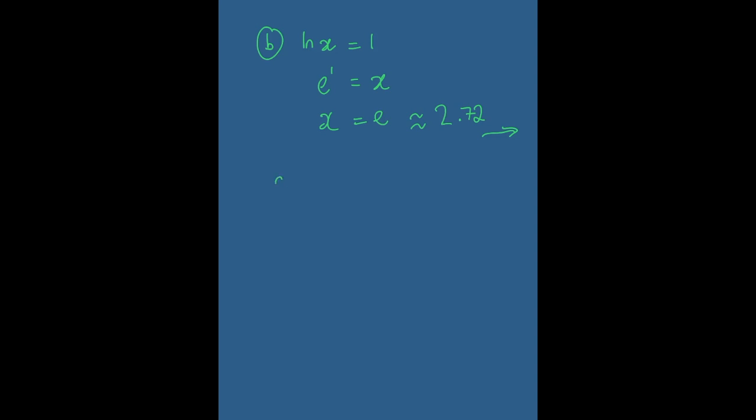Now, number C, you don't need your calculator either because this is saying ln of x is equal to 0. So that is saying that e to the power of 0 is equal to x. Now we know that anything to the power of 0 is going to be equal to 1. So in that case, x must be equal to 1.